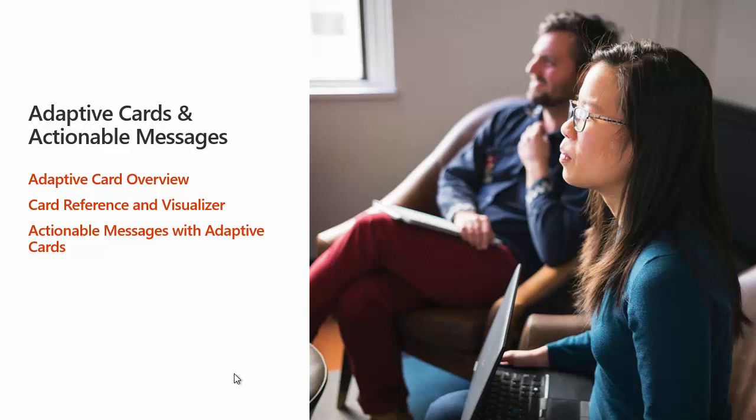In this first section, we'll discuss an overview of adaptive cards, what they are, why they might be used. Then we'll review the reference of the card schema, as well as a visualizer provided to help us see our cards before we use them. And then we'll talk specifically about how actionable messages implement adaptive cards.